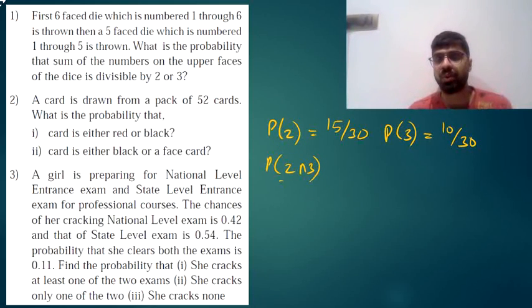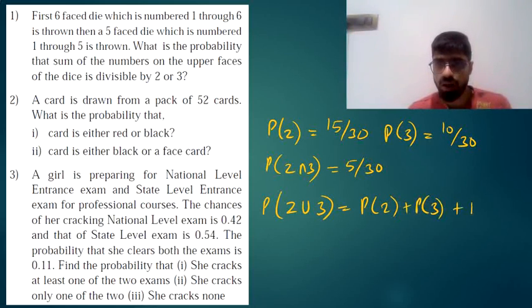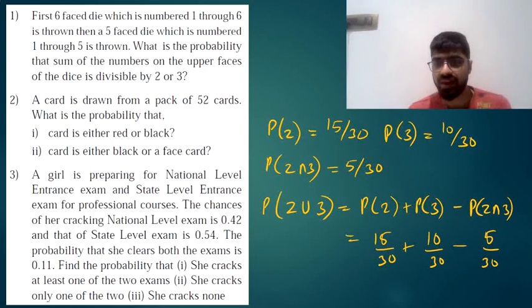So the probability that the total is divisible by 2 as well as 3, out of 10, 5 of them are even. So 5 upon 30. And finally we try to compute the probability of the number being divisible by 2 or 3. So we have P of 2 or 3 as P of 2 plus P of 3 minus P of 2 intersection 3. So we have P of 2 that's 15 by 30 plus P of 3 that's 10 by 30 minus P of 2 intersection 3 that's 5 by 30. So this makes it 20 by 30, and finally 2 by 3 is the required probability.